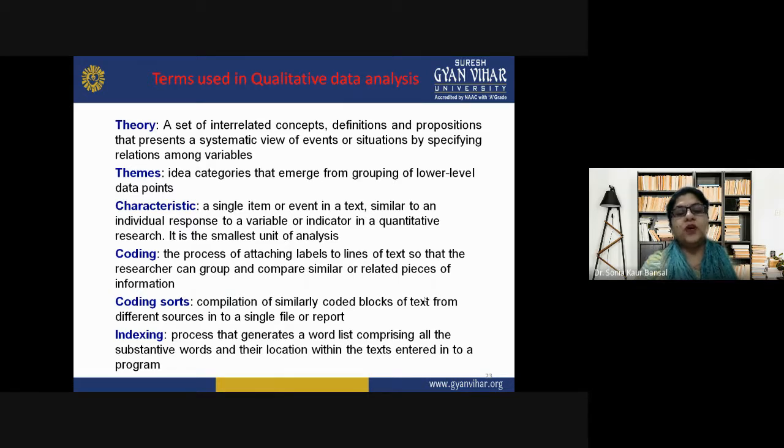Then coding: the process of attaching labels to lines of text so that the researcher can group or compare similar or related pieces of information. Then coding sorts: compilation of similarly coded blocks of text from different sources into a single file or report. Then indexing. Indexing means a process that generates a word list comprising all the substantive words and their location within the text, entered into a program.